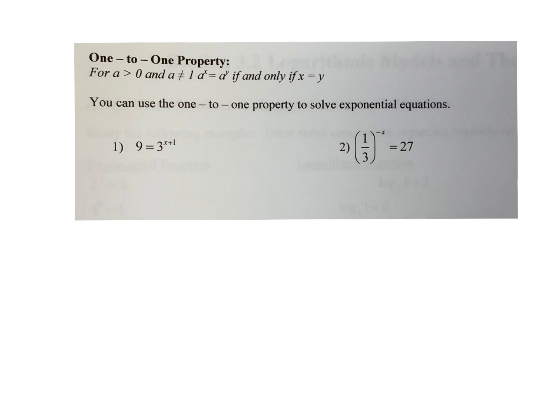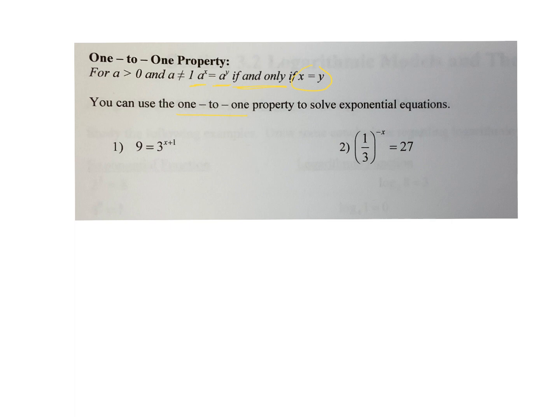Okay, this is the property we were using earlier that I promised you we'd talk more about, and now we're going to talk more about it. It's called the one-to-one property. For the one-to-one property, as long as a is bigger than 0 and a does not equal 1, a to the x equals a to the y is only true if and only if x equals y. That's a big math statement. So these two things are equal, but the bases are different.